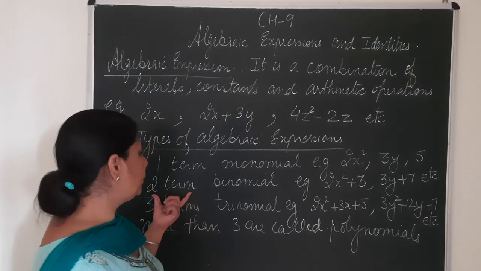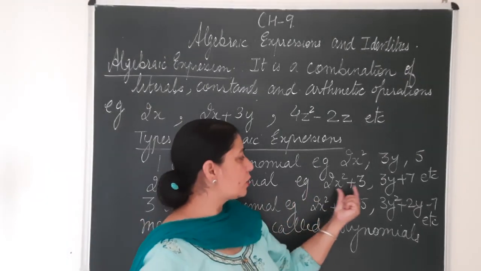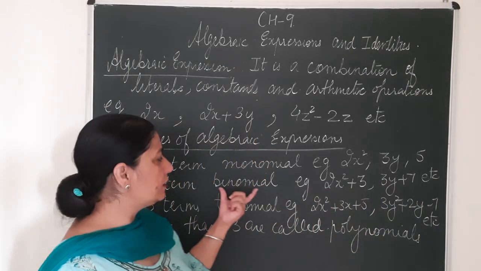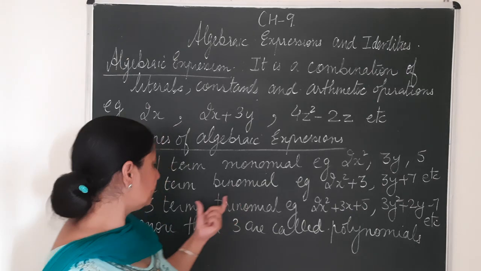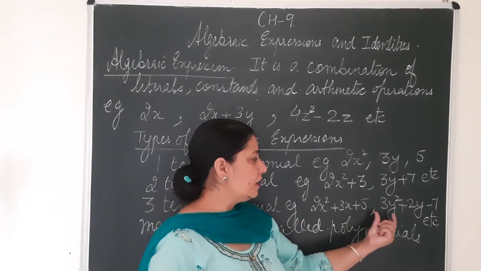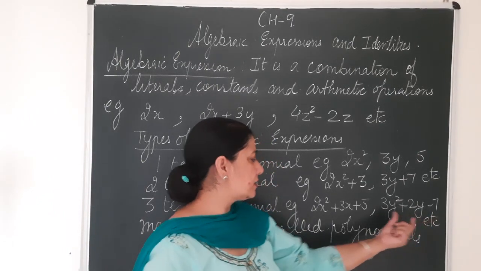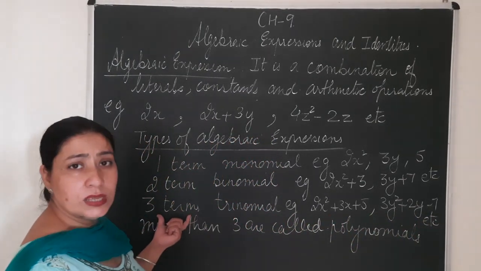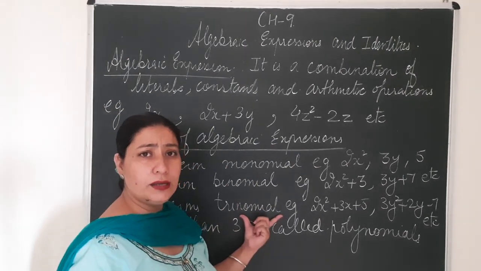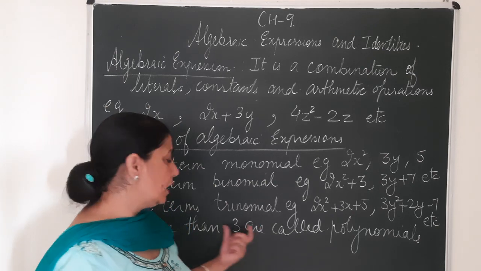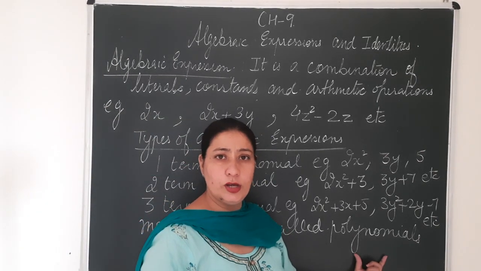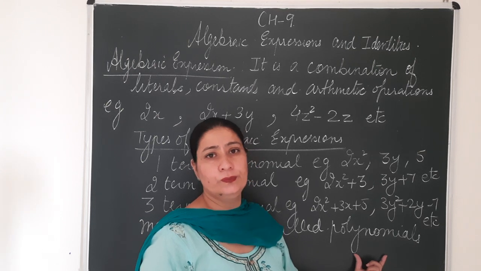Similarly beta, if I have got 2 terms, like for example 2x square plus 3, 3y plus 7, then we have got 2 terms here and they are called binomial. If I take 3 terms beta, like 2x square plus 3x plus 5, 3y square plus 2y minus 7, etc., they have got 3 terms, so they are trinomials. And more than that beta, even if we have got 4 or 5 terms, they will all be categorized under the polynomials. Is it clear to all of you?